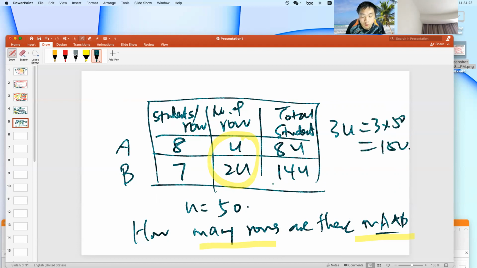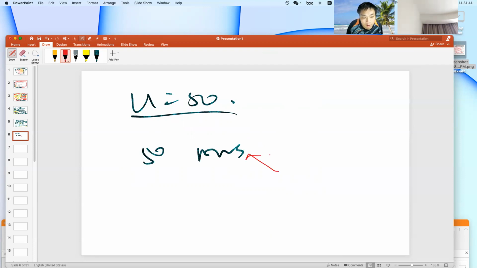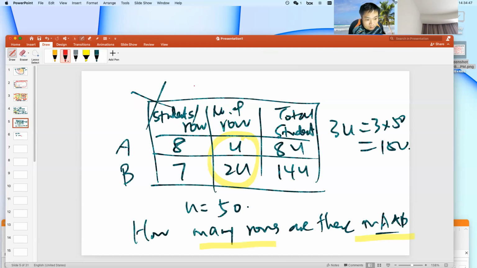So some students, they never use this method. They just find out U is equal to 50. They don't care what the question is asking. They stop at U equals to 50. Then they answer 50 rows. This is the mistake. It's not 50 rows, right? If you have used this method, you can clearly see they ask for how many rows in A and B. So I circle these two. These two add up to 3U. So you will get 150 rows.